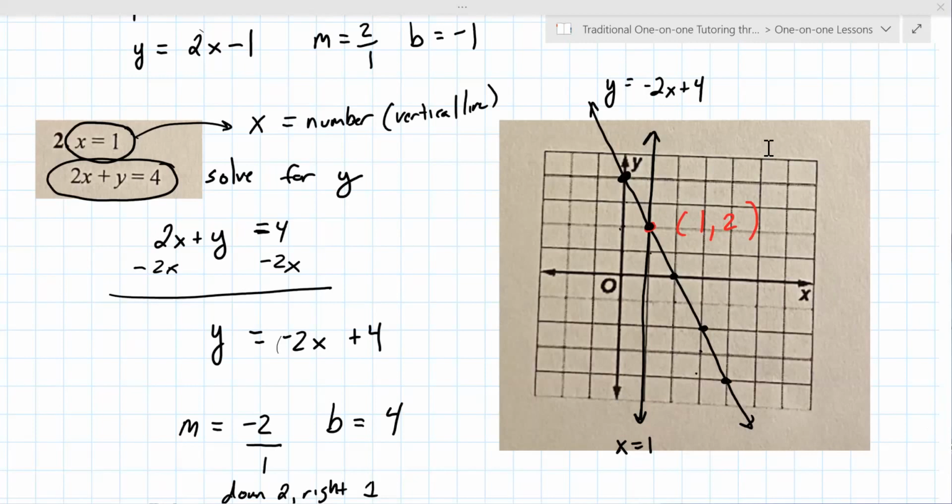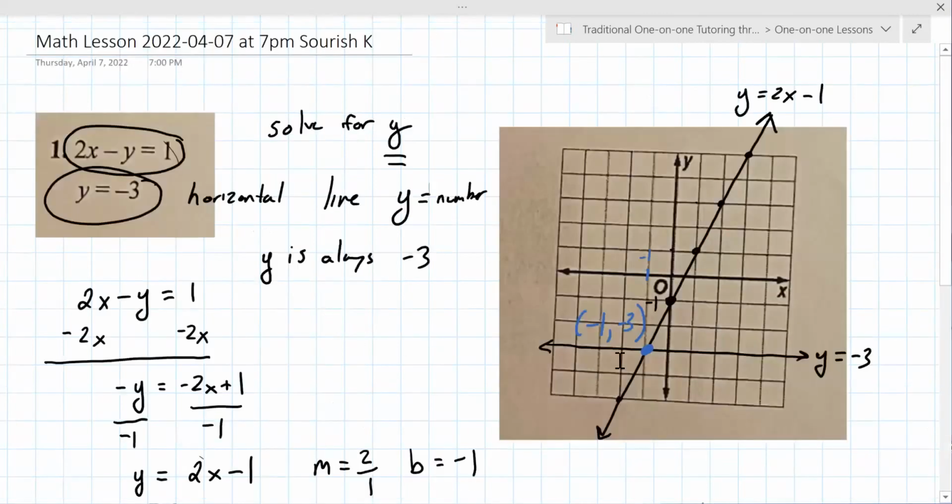Okay, so 1, 2. What's for number 1? Let's go back and look. Let's go see where they intersected. It looked like negative 1, 3, right? Yeah, looks like they intersected down here. Okay, I got it down. Great. So let's look at question number 3.